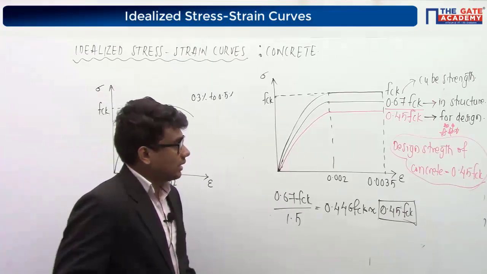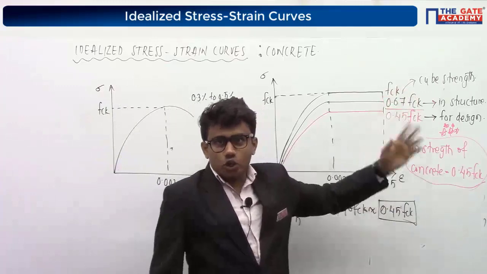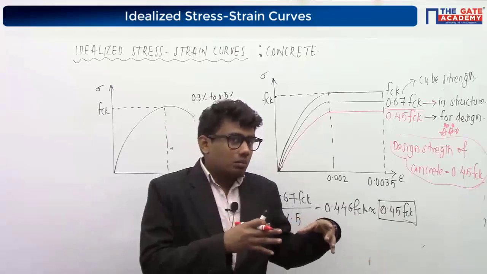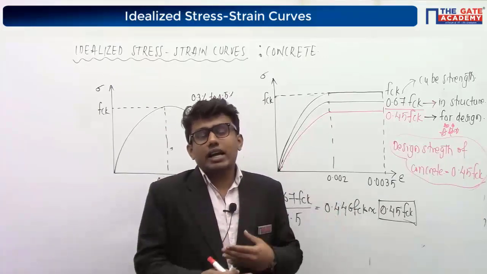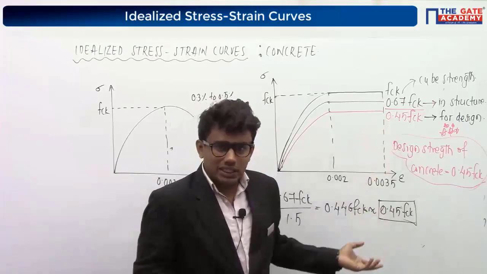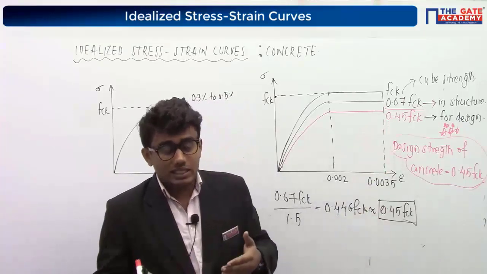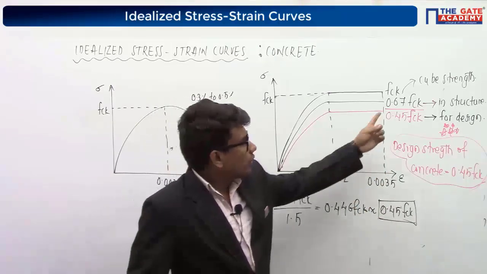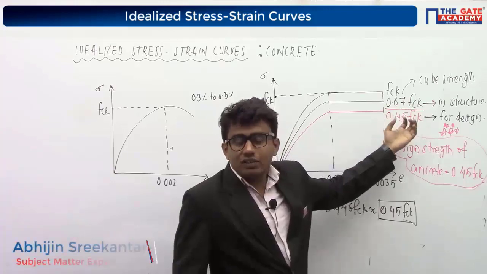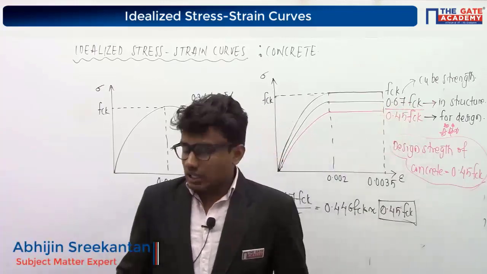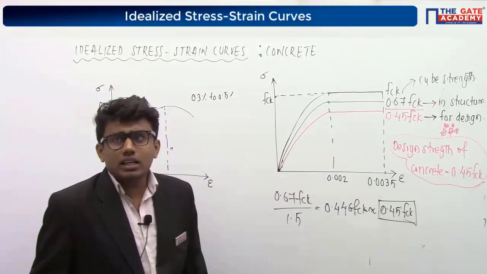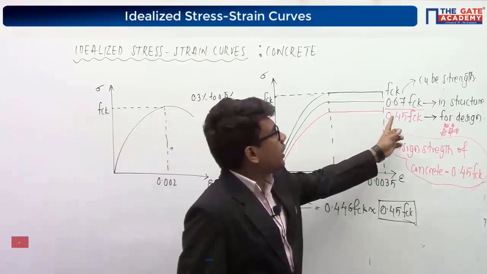Remember how we are getting this. FCK is the characteristic strength of the cube, which I get by the cube test. In the actual structure, this strength will be much different. It is generally found to be 33% less, or 67% of FCK. So for the structure, you have to consider a strength value of 0.67 FCK. And for the design, we have to underestimate it by considering a partial safety factor for material. For concrete it is 1.5. Divided by 1.5, we get the strength value for the concrete, that is 0.45 FCK.